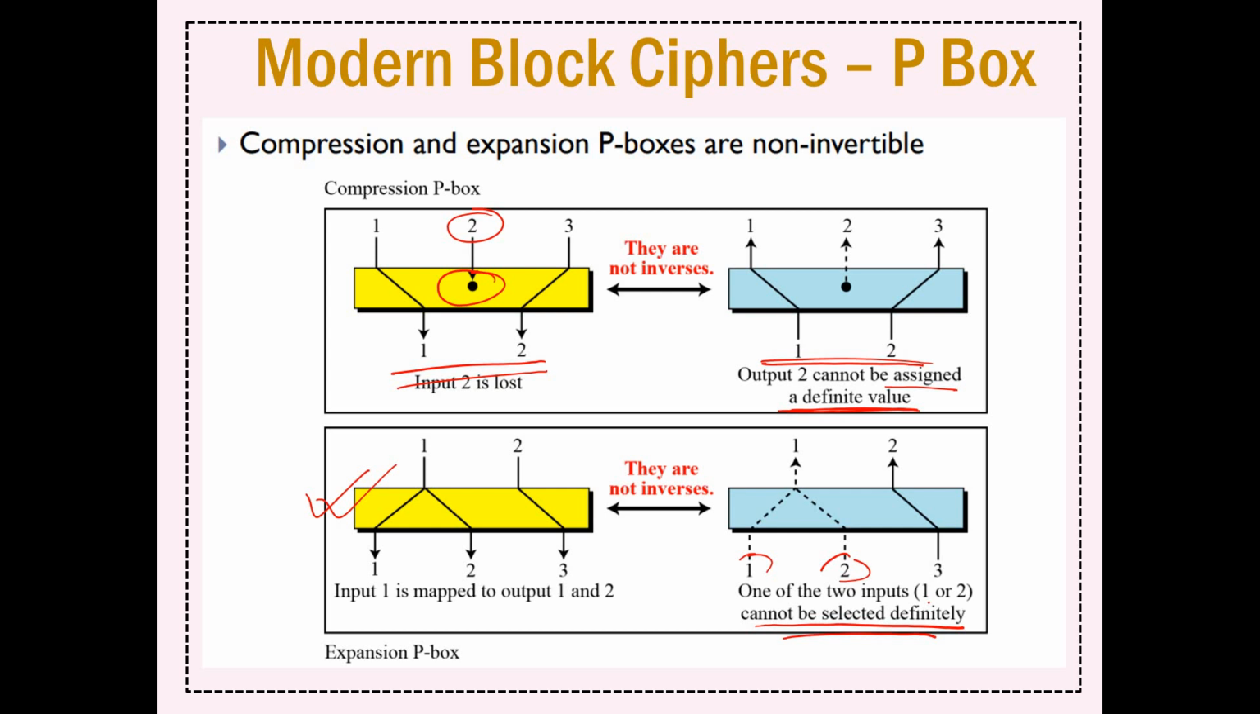Okay, because of the multiple connections in the expansion box, or the multiple connection or no connection or disconnection in the compression box, that's why these two are very largely used rather than the straight P box. Alright. So that's about the P box, which happens to be a very important element to our discussion for DES, leading towards DES. Any doubt in that P box and all?